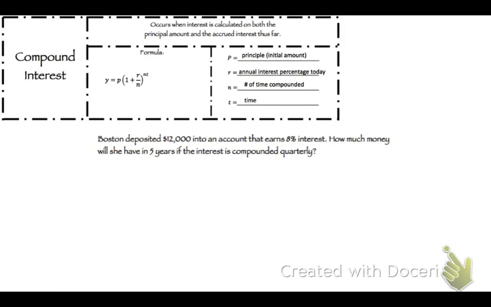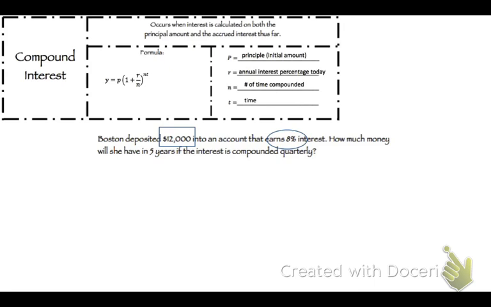Now let's look at this. So Boston deposited $12,000 into an account that earns 8% interest. How much money will she have in 5 years if the interest is compounded quarterly? So it's deposited. She has $12,000. That's her P value. It earns 8% interest. So that's the percentage of interest she earns. That's your r value.